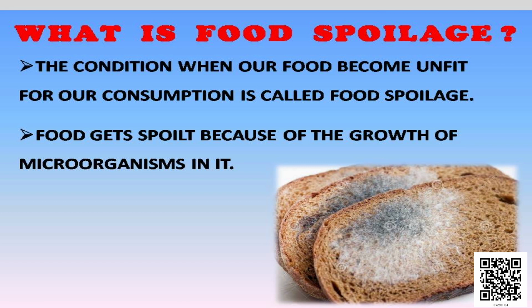And how do we come to know? From its look, from its smell, from its taste. First we can come to know from its smell. When it is smelling bad or foul, then we can know that our curry or whatever eatables we have are damaged or spoiled. This happens due to the growth of microorganisms in it.